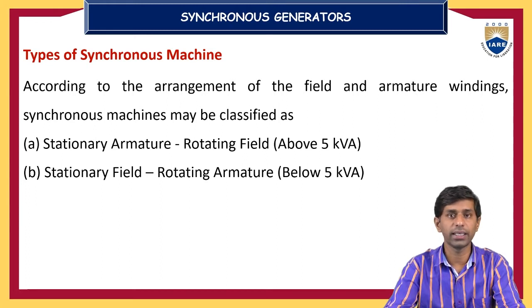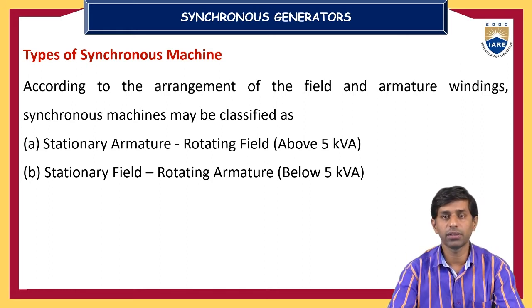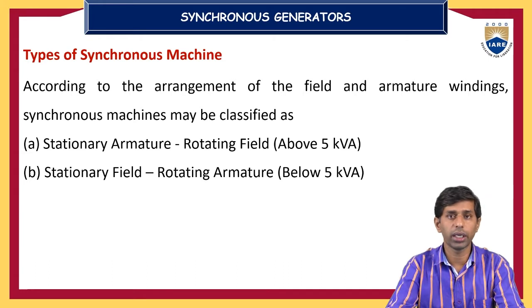In the other type, the stationary field winding and rotating armature, the name itself indicates that the field winding is located on the stator part, that is, the stator slots hold the stationary field winding, and the rotor has a rotating armature winding on its periphery. This is very similar to DC machines, where we choose the rotating armature type winding structure. Similarly, for ratings below 5 kVA, the stationary field winding and rotating armature type synchronous machines are generally preferred.